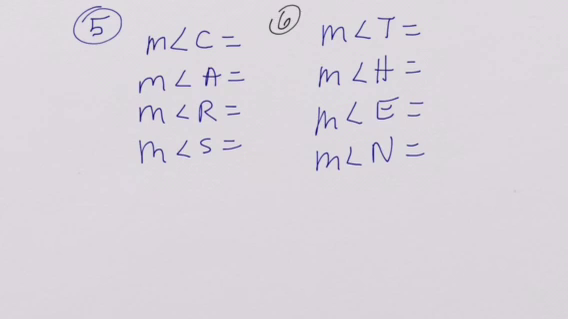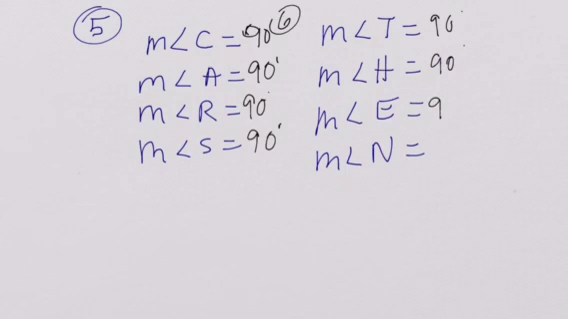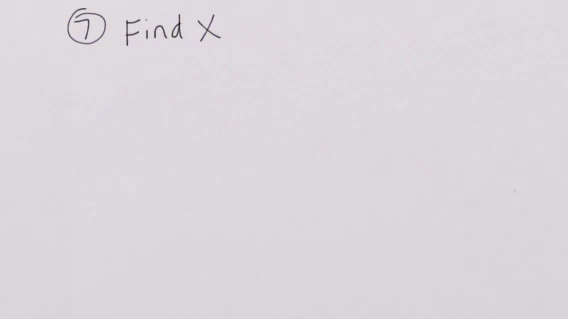All right, we're going to look at the first rectangle and the angles. You'll notice our right angles, so that's going to make the measure of angle C 90 degrees. The measure of angle A is going to be 90 degrees. The measure of angle R is going to be 90 degrees. The measure of angle S is going to be 90 degrees. The measure of angle T is going to be 90 degrees. The measure of H is going to be 90 degrees. The measure of E is going to be 90 degrees. The measure of N is going to be 90 degrees. Now we need to find X.